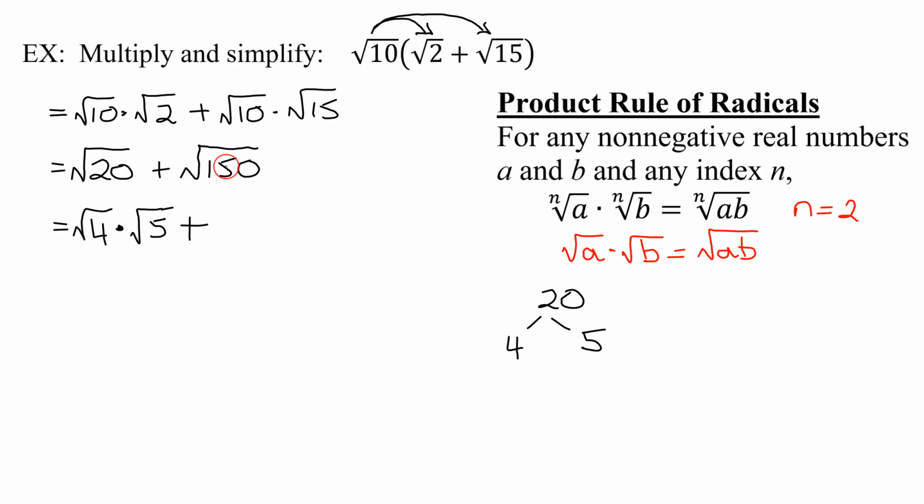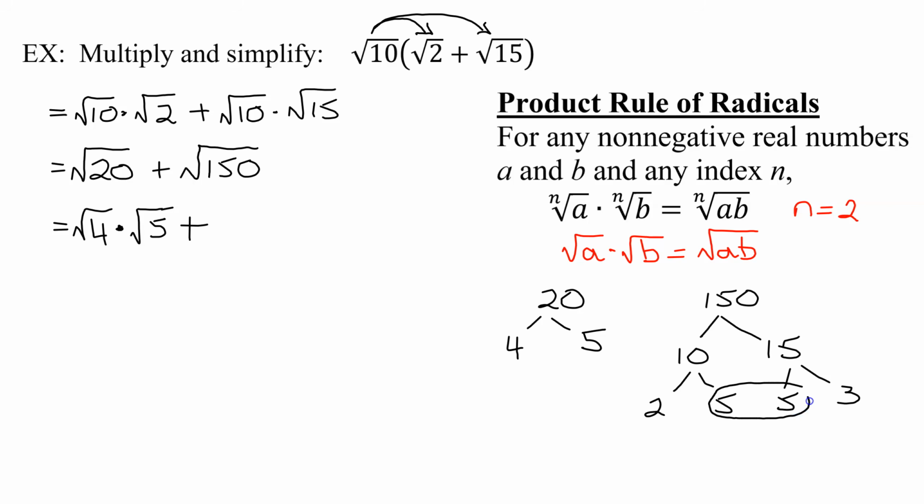Plus, now I have to simplify the square root of 150. So I need to factor 150, and there's lots of different ways of doing it. Let's say 10 times 15, neither of which are perfect squares, so keep factoring. 10 is 2 times 5, and 15 is 5 times 3. So now I have all my prime factors.